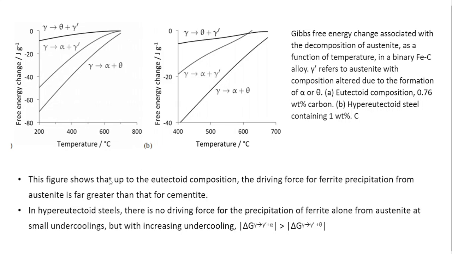This figure shows that up to the eutectoid composition, the driving force for ferrite precipitation from austenite is far greater than that for cementite. In hypereutectoid steels, there is no driving force for the precipitation of ferrite alone from austenite at small undercoolings. However, with increasing undercooling, the driving force for precipitation of alpha from gamma is more than the driving force for precipitation of theta from gamma.